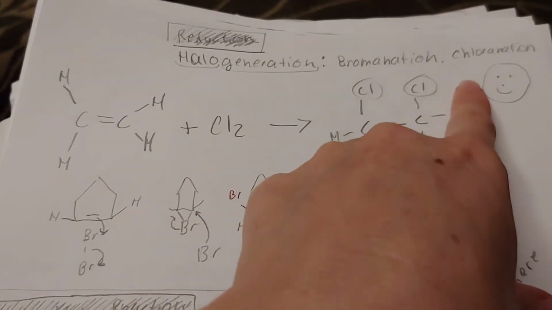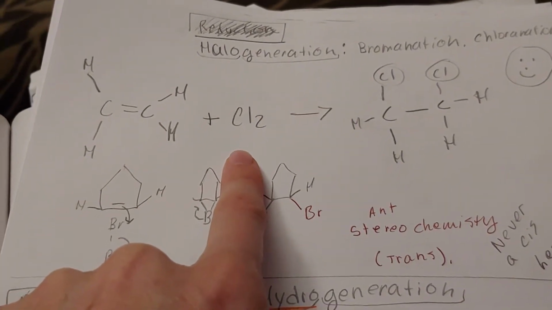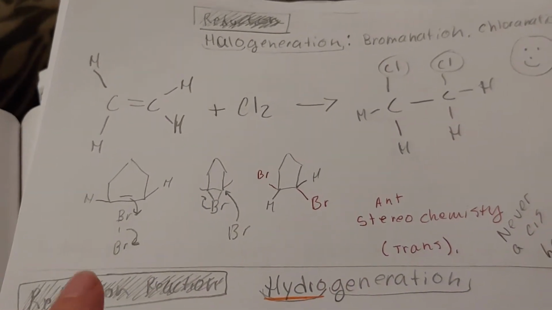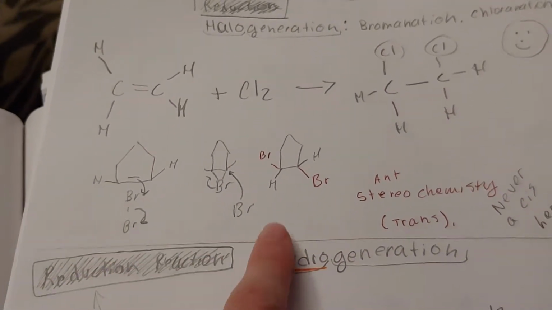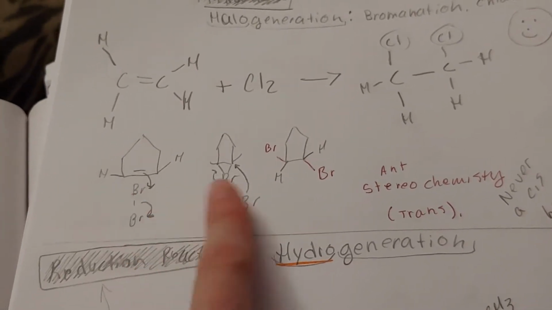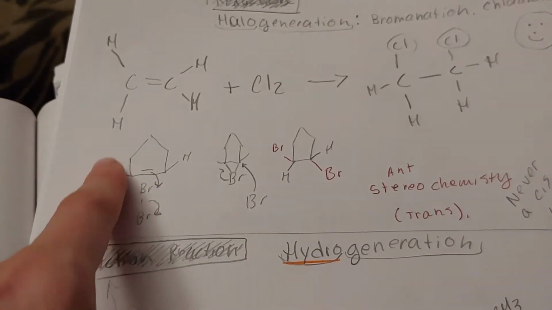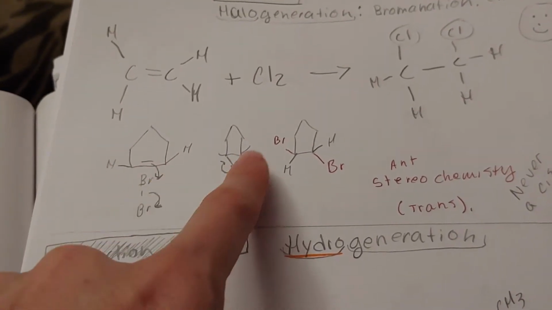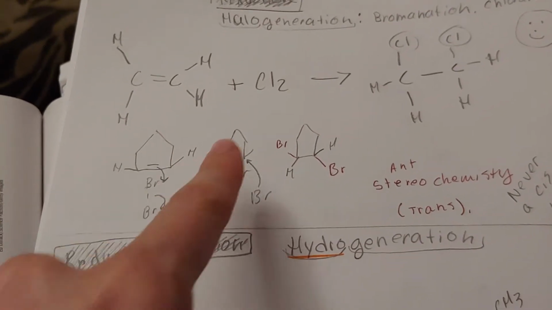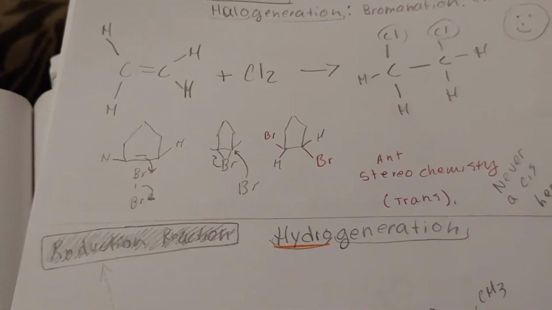This would be chlorination. This could be Br2, which would be bromination. This is showing the mechanism. If there is a cyclic intermediate, this is how the reaction is going to work. It's going to grab like this, okay? Obviously, it's not going to grab like that up here, but it will grab like that here in that circle.